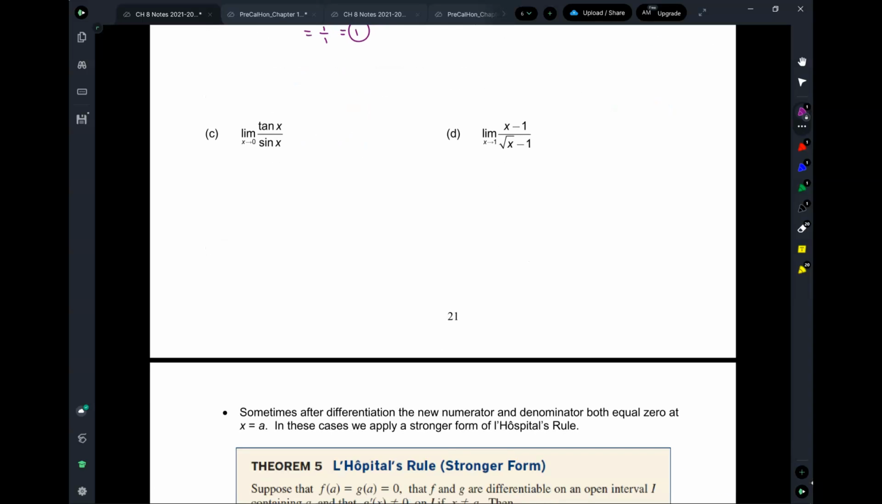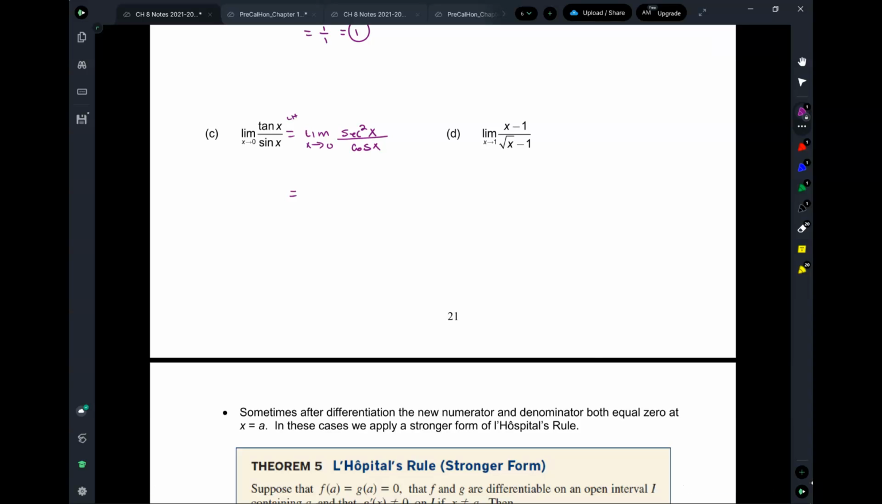Take a look at this one: tangent of x over sine of x. This one, we would have had to do sine over cosine over sine and then cancel things out. Or, we would get 0 over 0. So by L'Hopital's rule, the limit as x approaches 0 of secant squared x over cosine x.